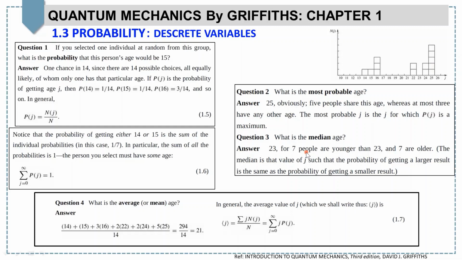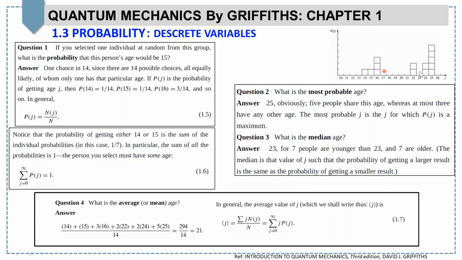Now, what is the next question? What is the median age? Please note that median means the value of j such that the probability of getting a larger result is the same as the probability of getting a smaller result. This is the definition of median.